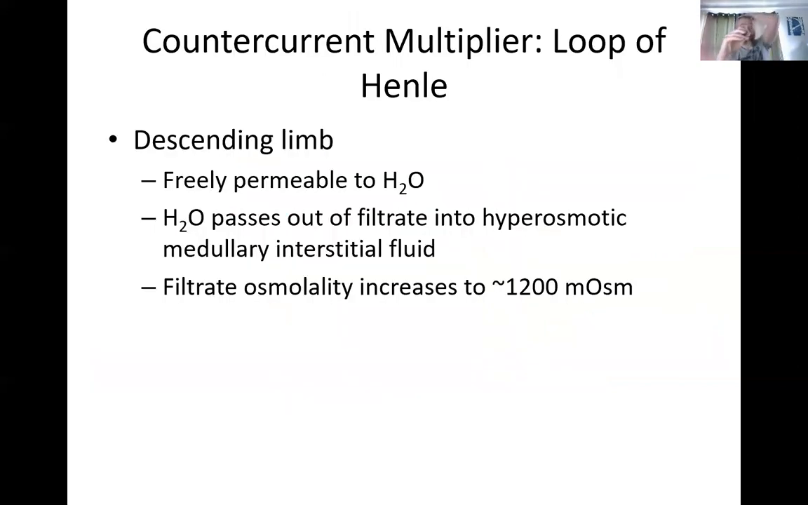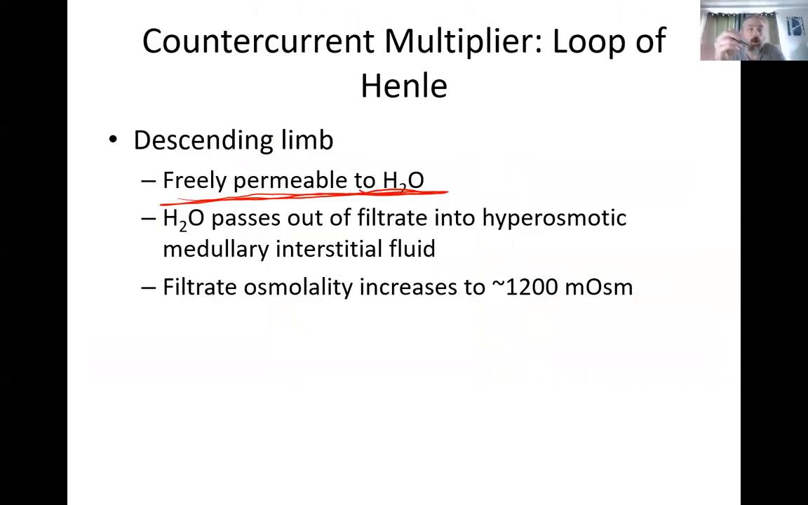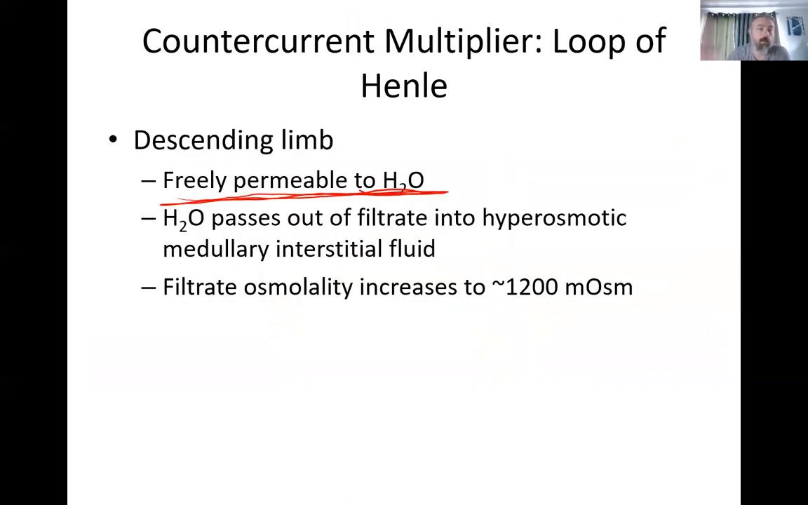Now again, as we saw before, the descending limb and the ascending limb of that loop of Henle have different properties, primarily with regard to whether water can come into or out of it. In this descending limb, the part that's coming down, we're going to allow water to leave the filtrate. And where does that water go? It ends up out here, in the medulla, in the pyramid. Because water is leaving the filtrate, the farther down the descending limb we go, the more concentrated this filtrate becomes.